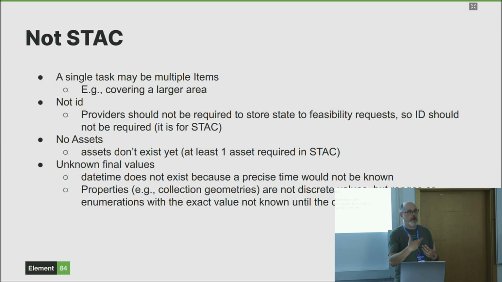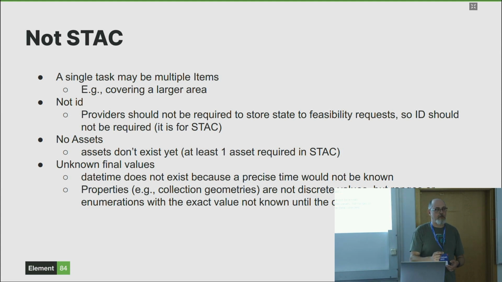A data provider can give some options, but if they have to track every single request just to see what's possible, we didn't want that to be a requirement. Of course, they could track that if they wanted to. Perhaps most importantly, there are no assets in a future item. We don't have any assets yet until it's collected.